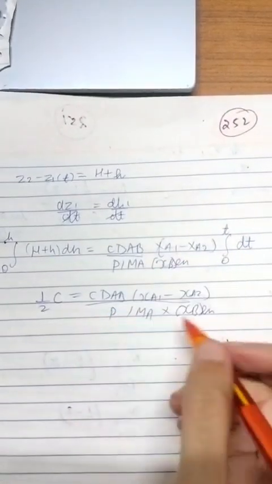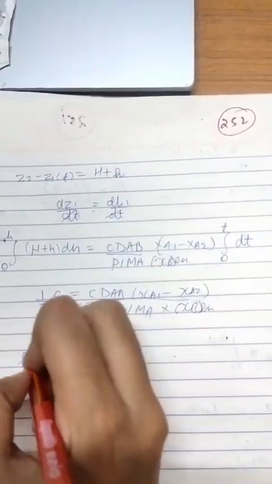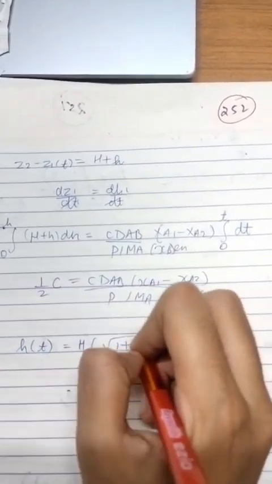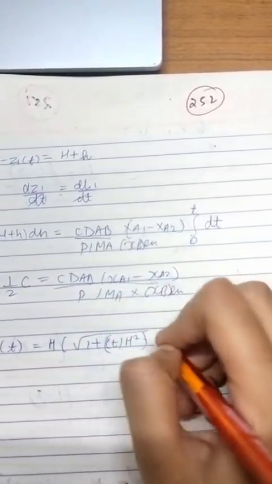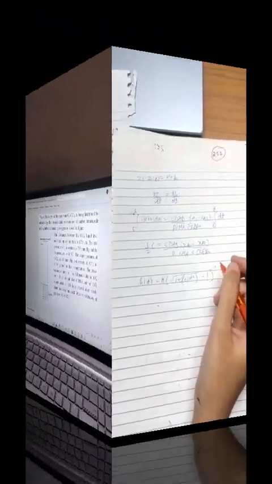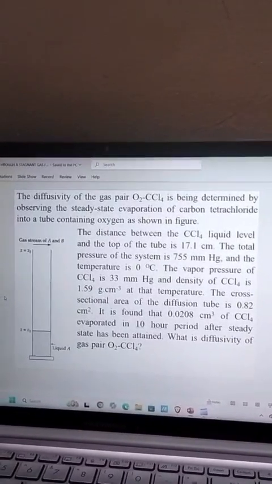And if we want to get the equation of h of t, we can write it as h of t is h root 1 plus c t by x square minus 1. So we will obtain this equation. So we have studied this concept, and now we will move on to a problem involving that concept.